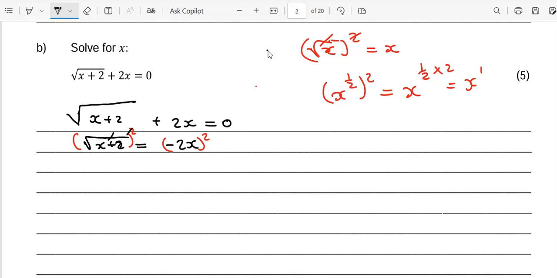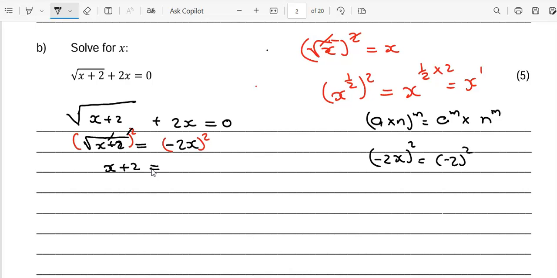So the first thing to do is to eliminate this part. The square root will cancel with the 2, and this side you are left with x plus 2, which equals this side. If I have a times n, all to the power m, this will be a to the power m multiplied by n to the power m. So now we can write negative 2x squared as negative 2 squared multiplied by x squared, which will give us what?